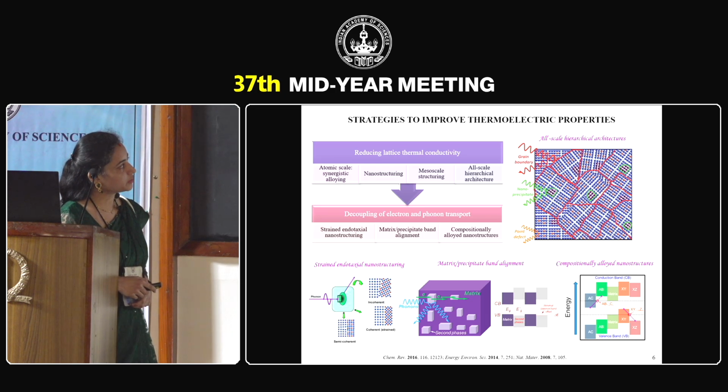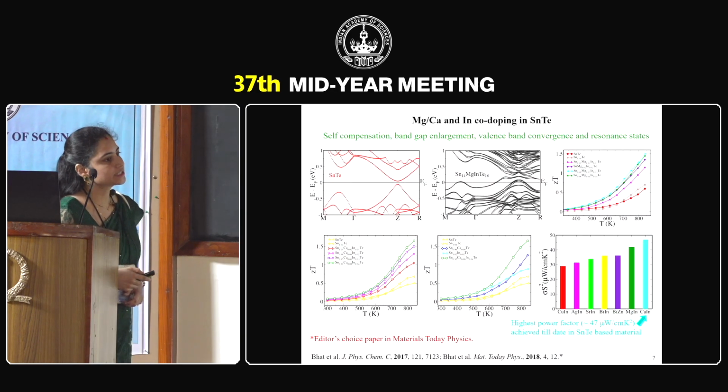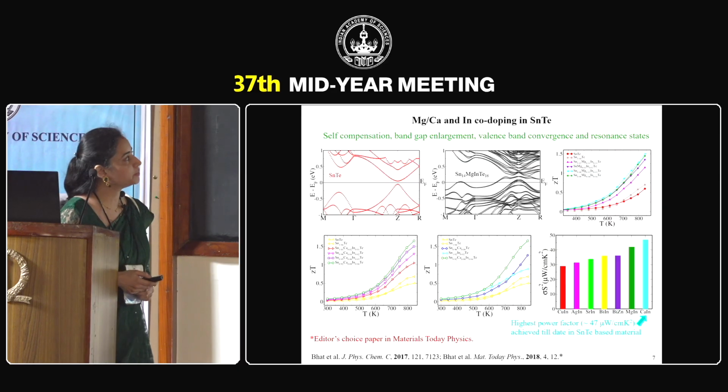Now what happens is, when we introduce a nanoparticle within a bulk material, there may be generation of additional energy barriers, either because of the crystallographic mismatch or the band misalignment, and because of this there will be scattering of the charge carriers and it decreases the mobility of the charge, and hence we need to decouple the electron and phonon transport. It can be done either by strained endotaxial nanostructuring, matrix precipitate band alignment, or by compositionally alloyed nanostructures. So now let us see how electronic structure engineering can be used to improve the performance of tin telluride.